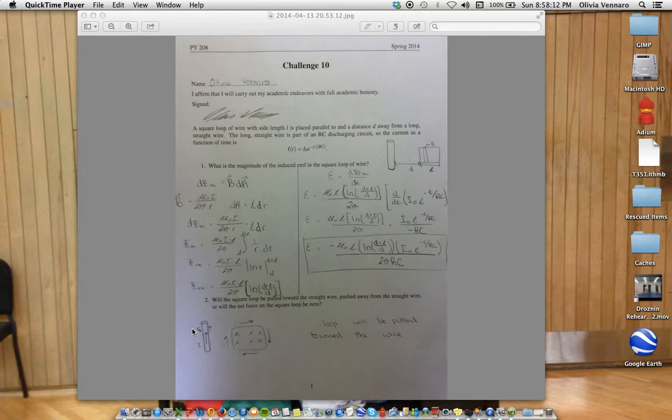So the field in the loop creates a current in the wire because the wire is going to have a current created from outside sources. It can't create one from its own field. So the current in the wire is going to be acting in the same direction as that of the loop. And because currents are going in the same direction, that means that the loop is going to be pulled towards the wire because they're attracted to each other.